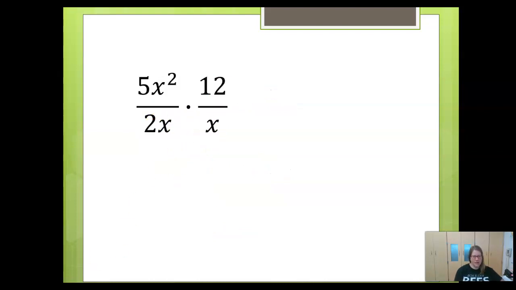Alright, so let's try another example. So here we go, 5x squared over 2x times 12 over x. So let's go ahead and break it down. Remember, everything is going to be combined on the top, the 5x squared times 12. I'm going to break everything down so that it's an individual factor. So x squared is x times x. So this is going to be 5 times x times x, and then 12 would be 3 times 4, right? And the 4 would be 2 times 2. So I want everything to be factored down until it is a prime. And then on the bottom, I'm going to multiply the 2 times the x times the x.